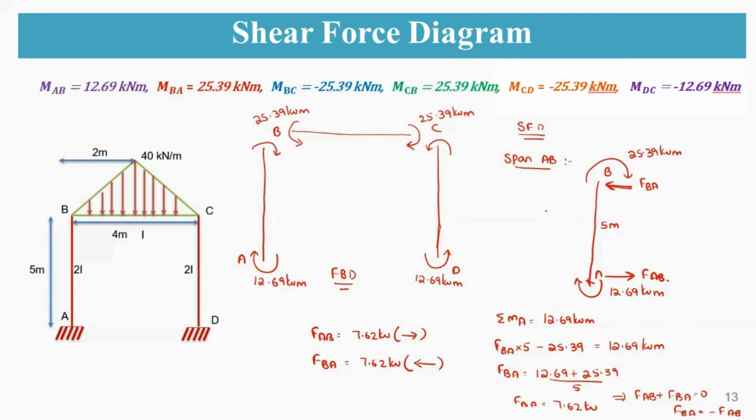So the same can be applicable for CD also. Why? Because it is symmetric, right? So similarly for the CD span, FCD will be equal to 7.62 kilonewton, and here FCD will be equal to 7.62 kilonewton, whereas FDC also will be equal to 7.62 kilonewton.